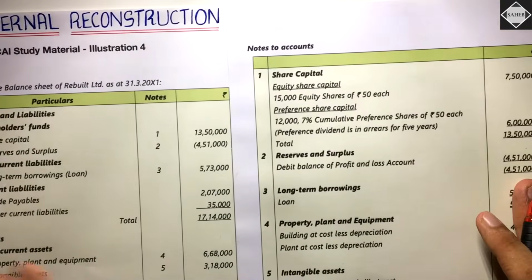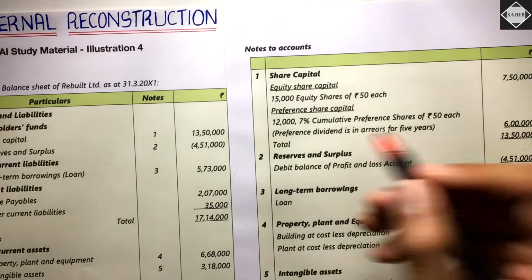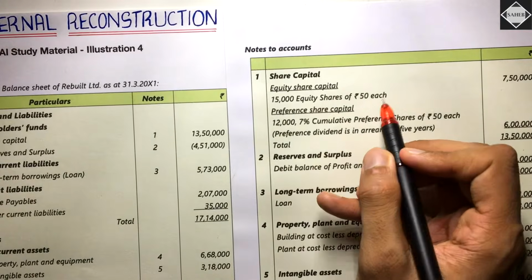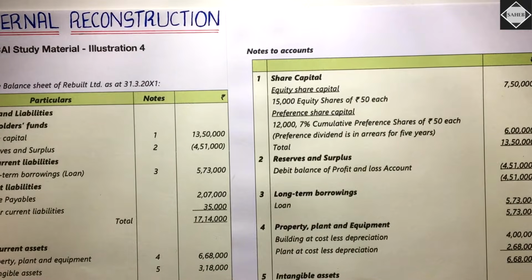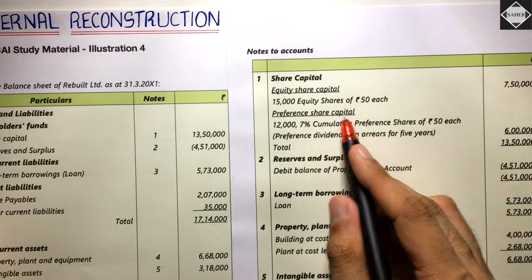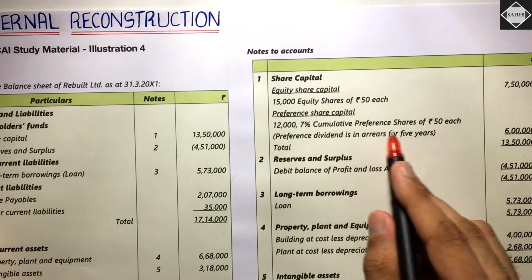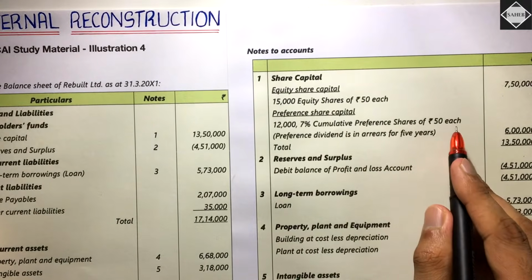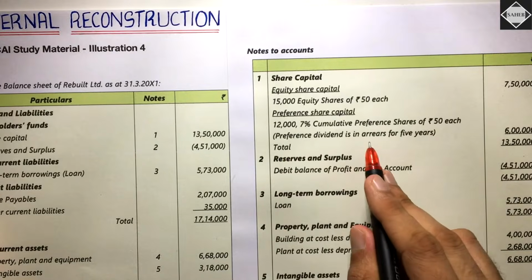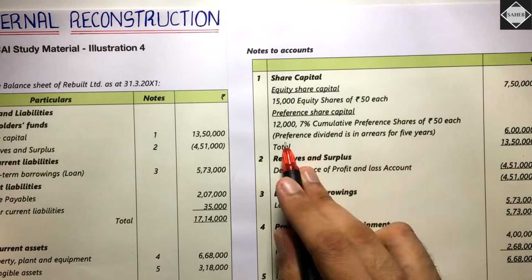So in share capital, just have a glance properly. Here we have 15,000 equity shares of rupees 50 each. All right, that's the face value. Preference share capital, we have 12,000 cumulative preference shares, 7% of rupees 50 each. Preference dividend is in arrears for 5 years. You see in the bracket it is given over here.